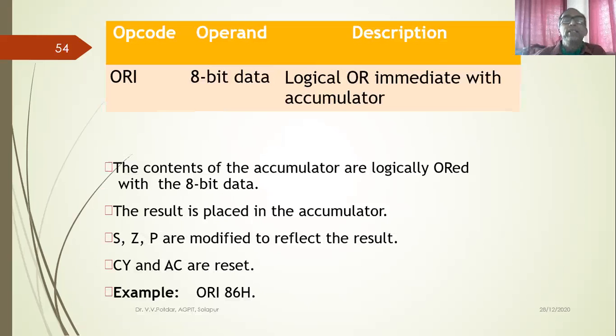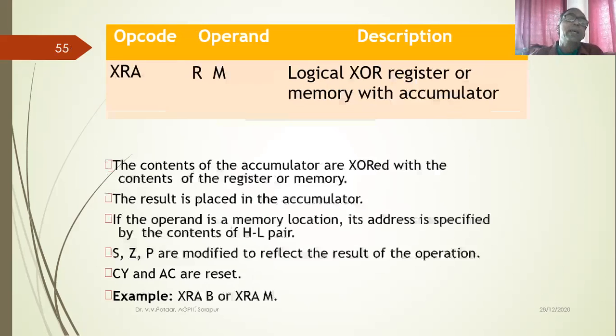Then we have the next instruction as ORI. Opcode is ORI. Operand is 8-bit data, logical OR immediate with accumulator. The contents of the accumulator are logically ORed with the 8-bit data. The result is placed in the accumulator. Example is ORI 86H. Next instruction is XRA.